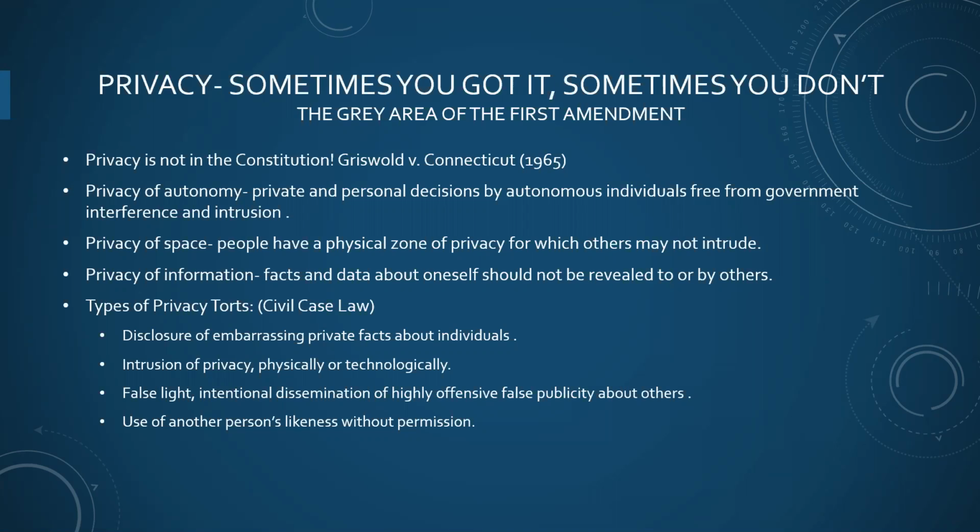And so an individual has the expectation to have autonomy over their own selves and their own space. So the privacy of space is people have physical zoned privacy for which others may not intrude. So if you're trying to get a story and you really want the story, you can't just walk into the person's house and start asking them questions. They have an expectation of privacy. But if they are in public, they do not have an expectation of privacy. And so you can bombard them asking them questions. It's important to know that when you're in public, you do not have an expectation of privacy.